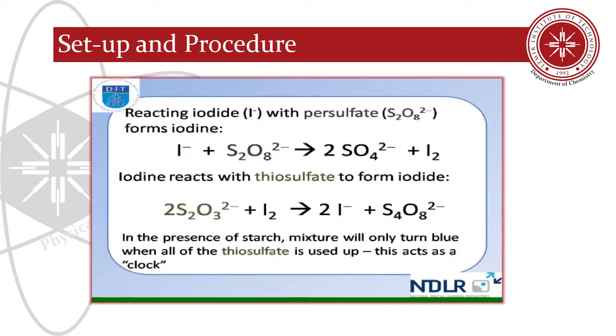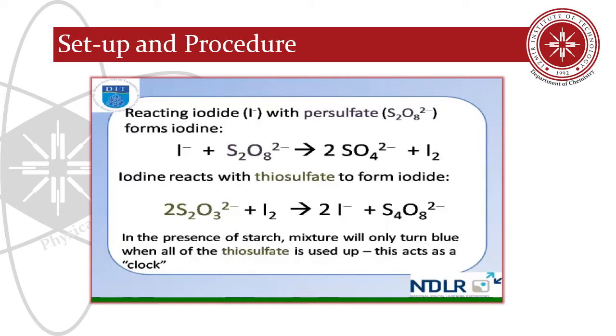So the iodine clock reaction involves two separate reactions. The first is the main reaction between iodide, I-, and persulfate, S2O8 2-. And when these react, they form iodine. But we want a way to measure how fast this reaction proceeds. So what we do is we add in thiosulfate, S2O3 2-.